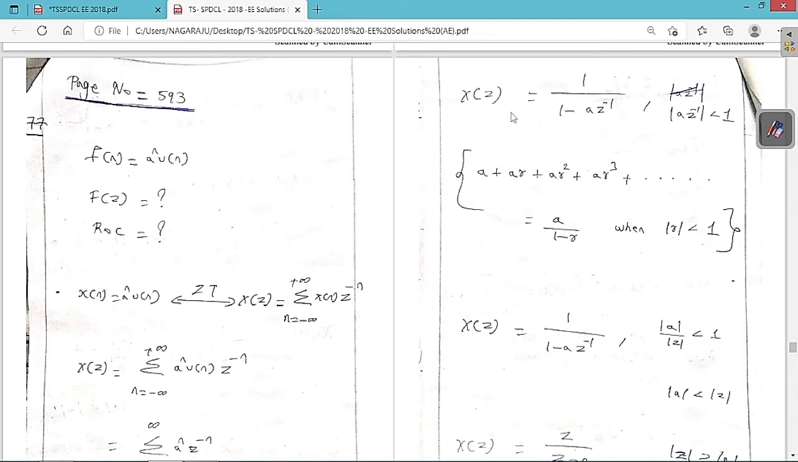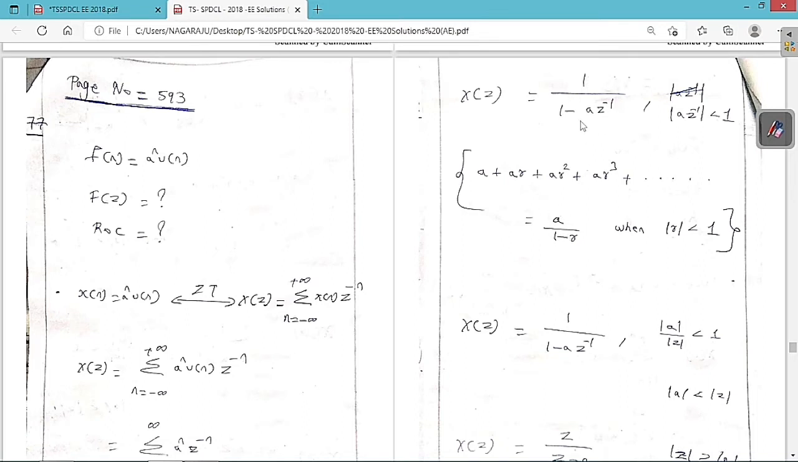So now X(z) is nothing but the value converging to the geometric series formula a plus ar plus ar square plus ar cube up to infinity. It will give a finite value a by 1 minus r when mod of r is less than 1. So now here you can say clearly what is the mod of r. So a is equal to 1, and r is equal to a z^(-1). So a by 1 minus r, where a is equal to 1 and r is equal to a z^(-1).